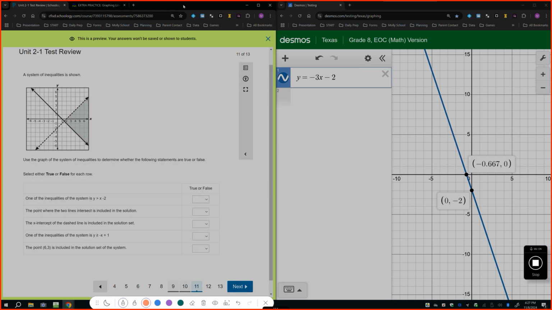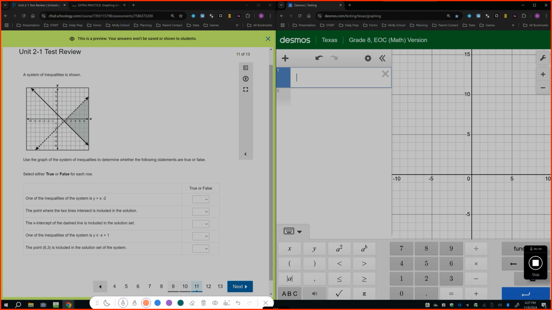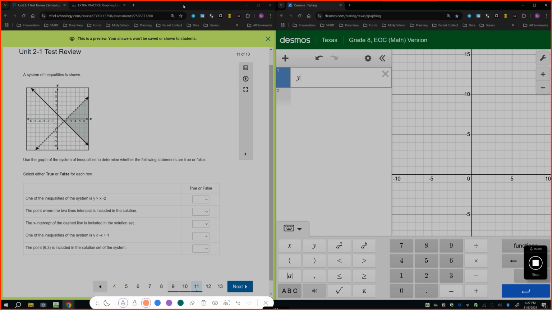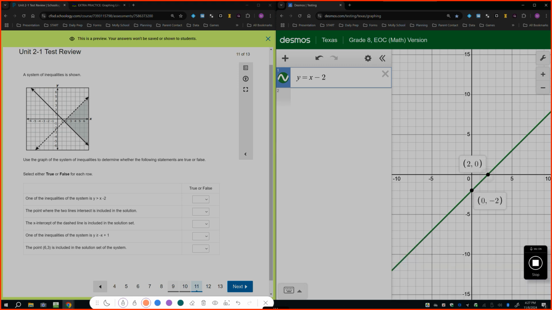All right, well, good. Let's look at question 11. For this one, they're wanting you to say true or false. So they're wanting you to look at these equations and tell them which ones are true and which ones are false. The first one says one of the inequalities is y equals x minus 2. So to check that for myself, I'm going to put y equals x minus 2 and see, does that match? Well, on that one, I go through 2, 0 and 0, -2.